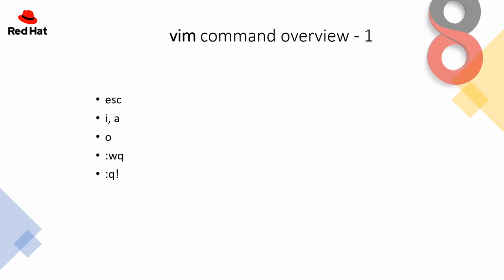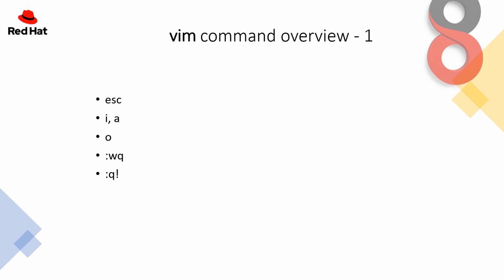Now that we know a little bit about Vim, let me show you how to use it. So I've created a command overview for you and I wanted to talk about a couple of these commands. First, there is escape, that's the command to get back to command mode. And there is I and A, which will get you in input mode. I is for insert and A is for append. So depending on the cursor position, it will bring you to a different spot.